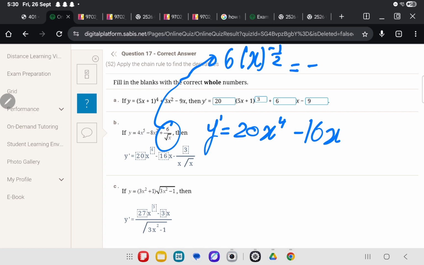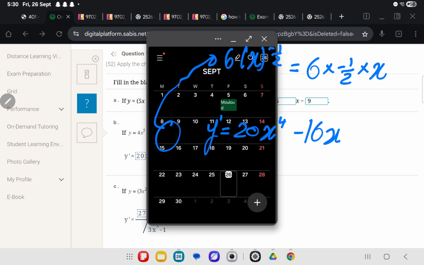Deriving this, it's going to give me negative 3, actually, let me do it slower. 6 times negative 1 over 2 times x to the power of negative 3 over 2. Because it's going to be negative 1 over 2 minus 1, which is negative 3 over 2.